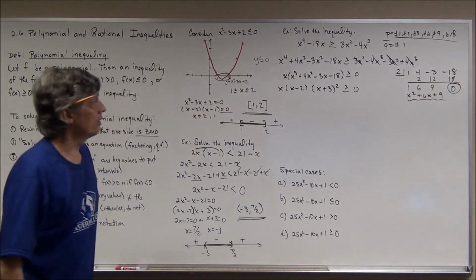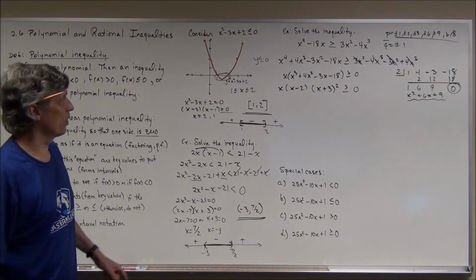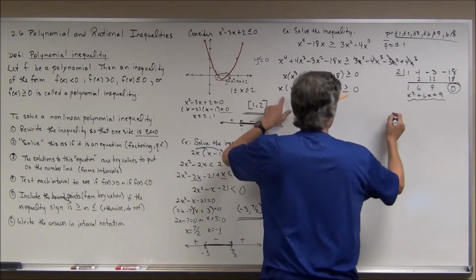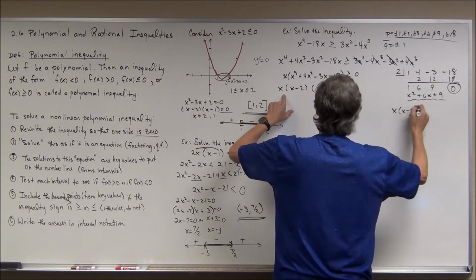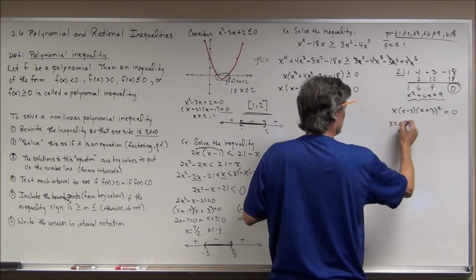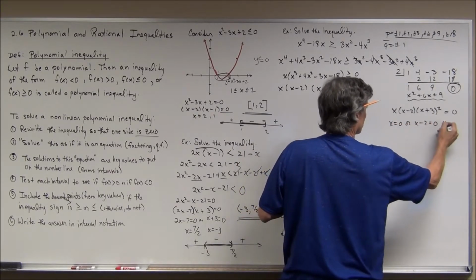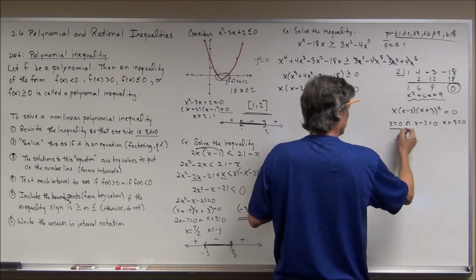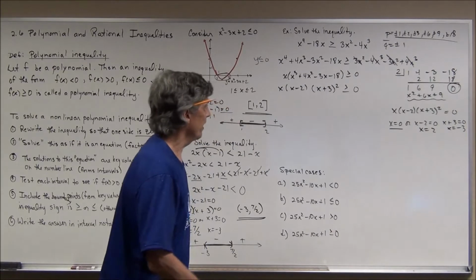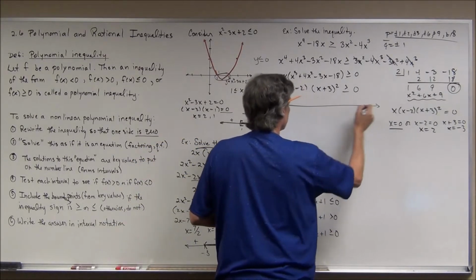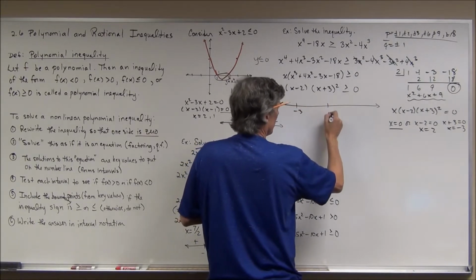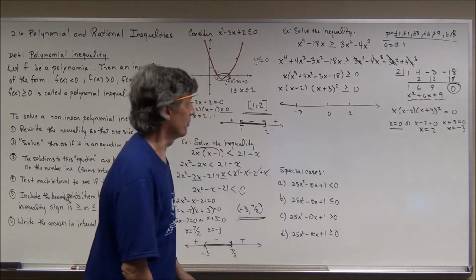So now I have it exactly in the form that I want. I'm going to solve this like it was an equation. So over here I have x times x minus 2 times x plus 3, quantity squared equals 0. Well, that happens when x is 0, or x minus 2 is 0, or x plus 3 is 0. So that happens at 0, at 2, and at negative 3. Those are my 3 key values. Draw that number line out. And I have negative 3, and 0, and 2. Make sure you put them in the right order.